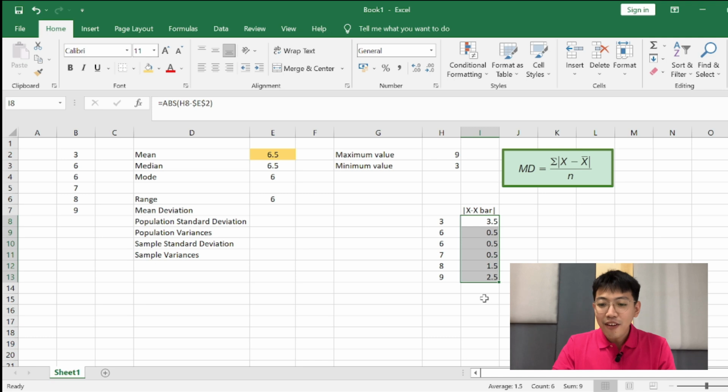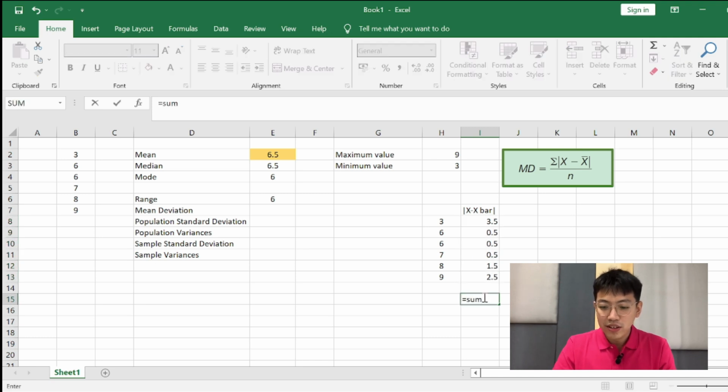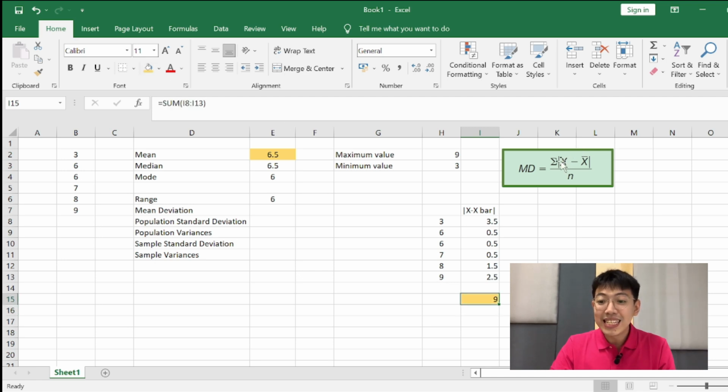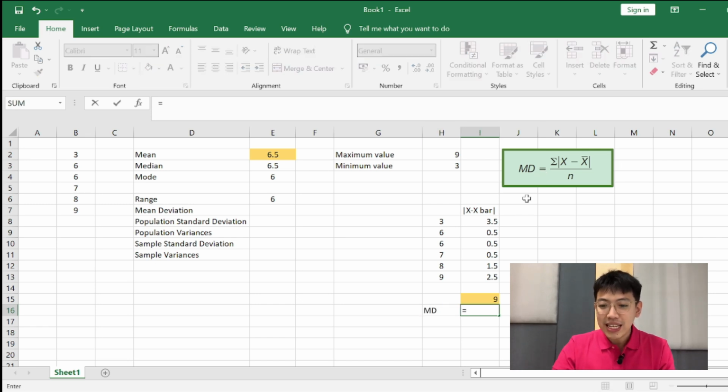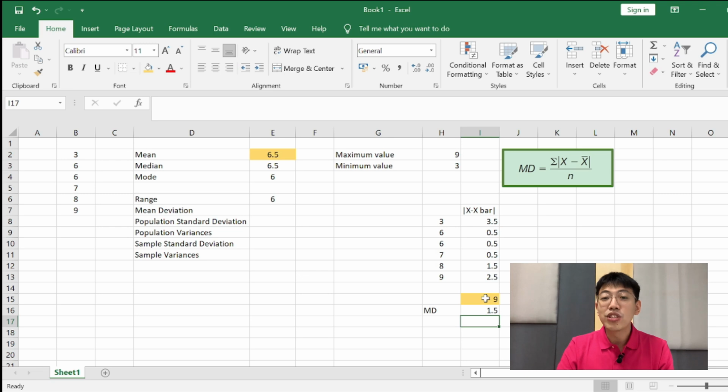Then we pull the formula down. After that, we sum all of these. The sum is 9. 9 is the sigma of absolute of x minus x bar. However, the formula of mean deviation is sigma absolute of x minus x bar divided by n. So the mean deviation is this 9 divided by n. N is the number of data. It is 6. So the mean deviation will be 1.5.